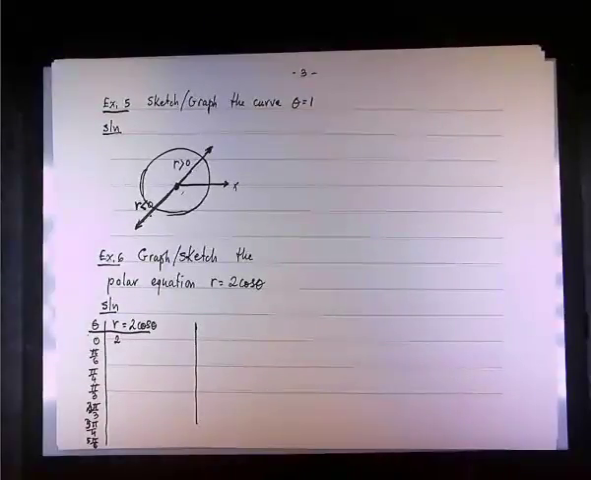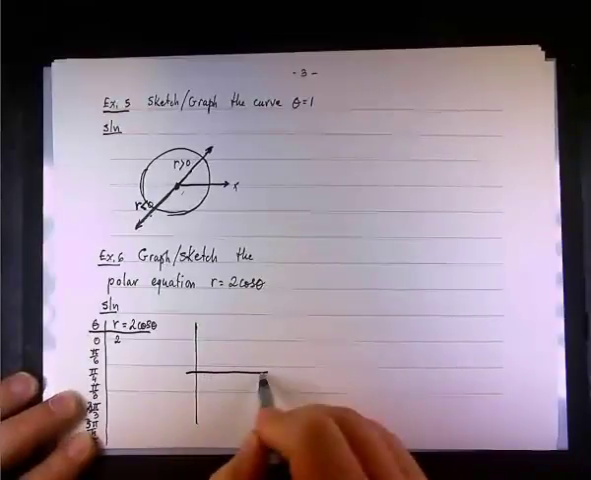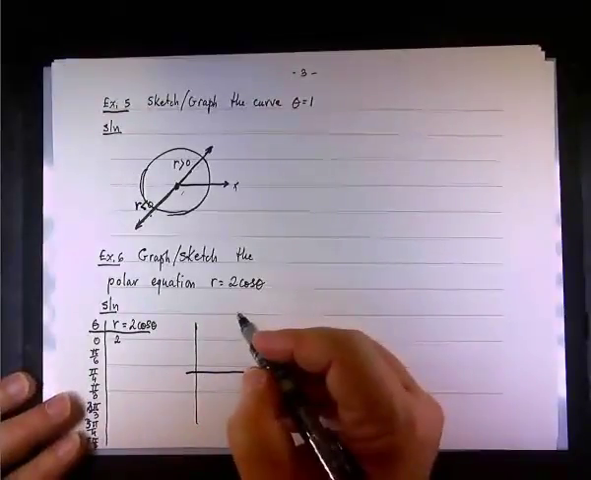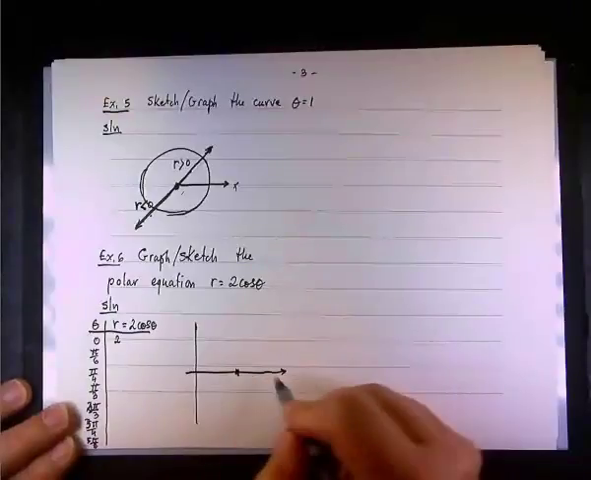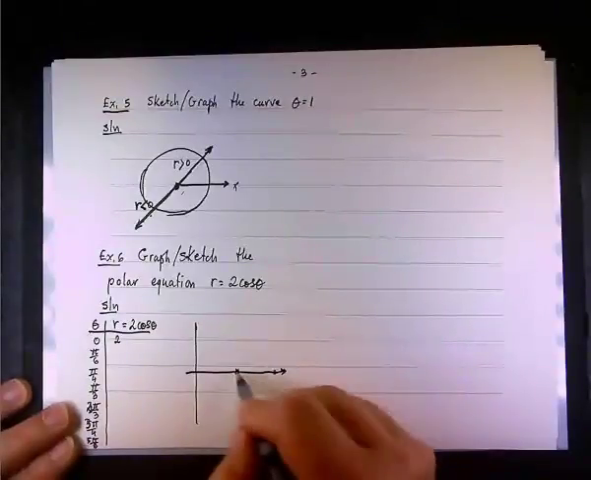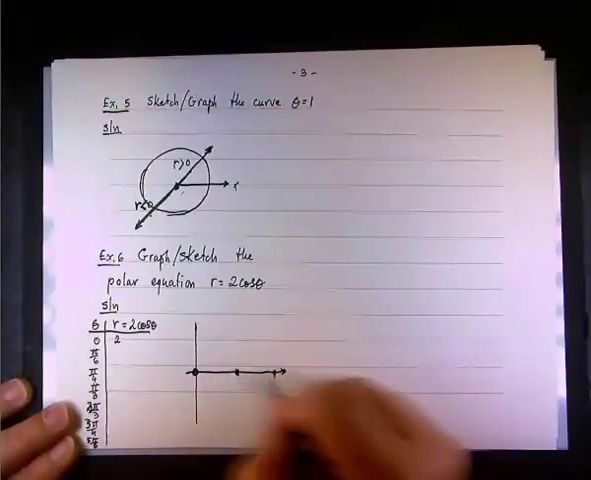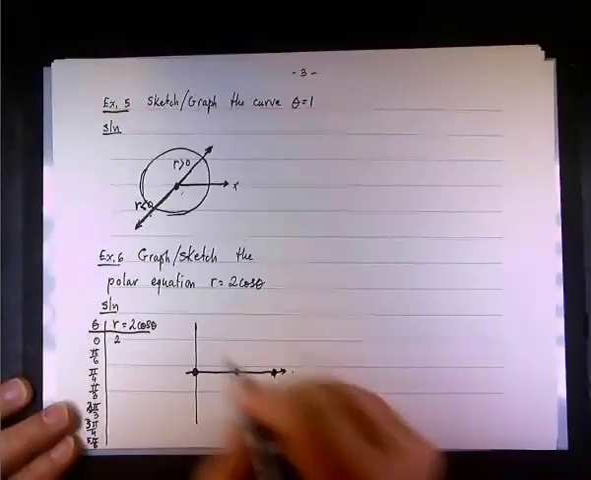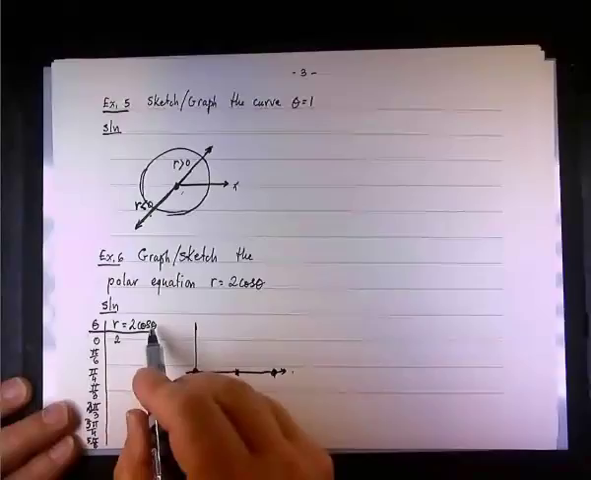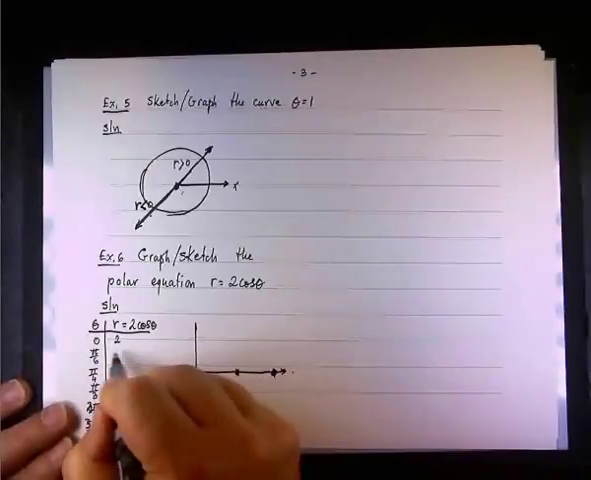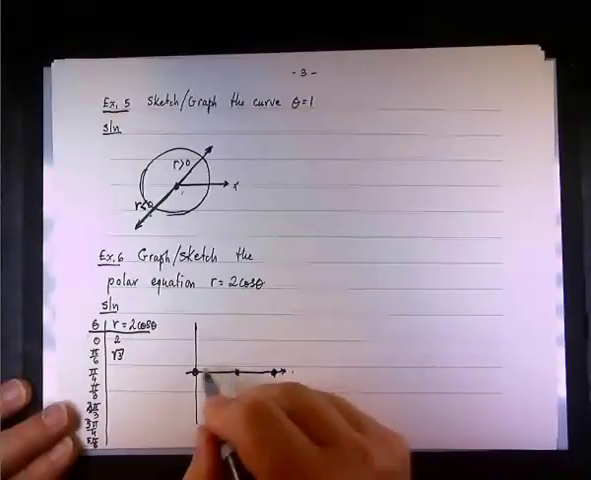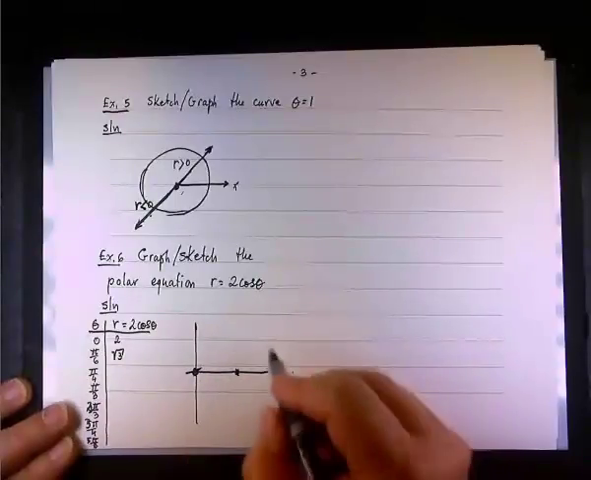So now here beside, we're going to sketch it. We start with the angle 0. This is the polar axis. 0, 2 will be right here. And then pi over 6: cosine of pi over 6 is what? Square root of 3 over 2. So this would be square root of 3. Pi over 6 is 30 degrees, is right here.